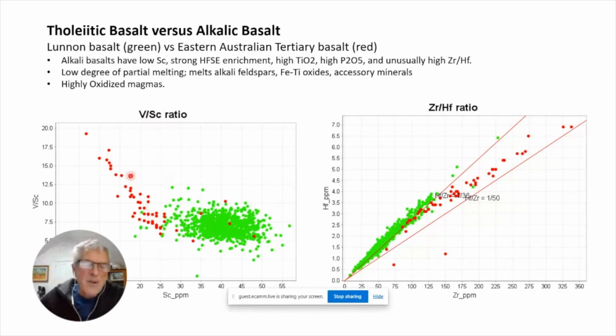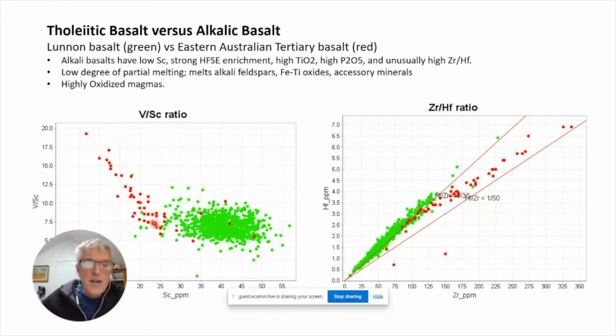So if we have some kind of basaltic source region that's being melted, with a low degree of partial melting, the oxides melt before the silicates. So that means these magmas are depleted in scandium because most of the scandium resides in pyroxenes or amphiboles if there's any amphibole present. So if we melt all of the oxides before the iron silicates, then it generates a magma that has a really high vanadium-scandium ratio.